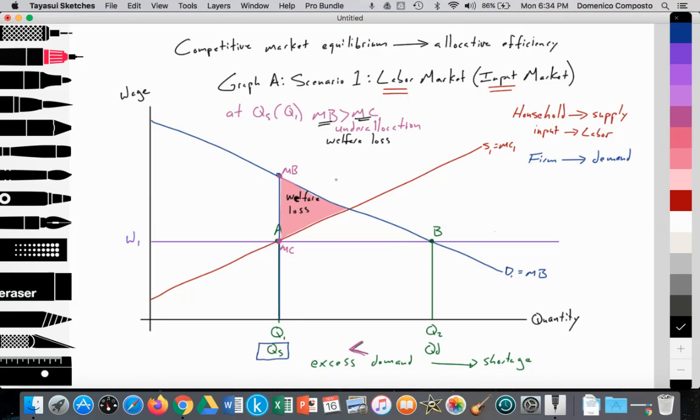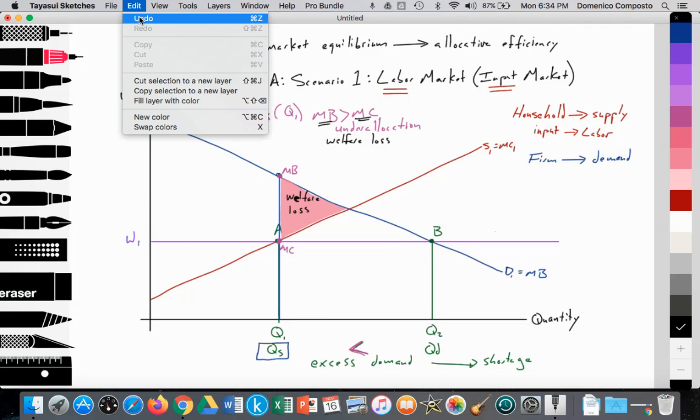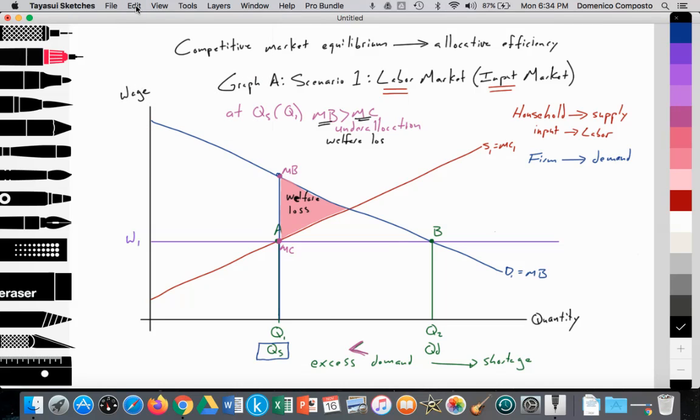And this is not what we want in economics. So something has to change. And that change is going to be an increase in the wage. I'll leave that. Okay. So let's just get rid of this and illustrate what's going to happen as a result of the shortage and the under allocation.